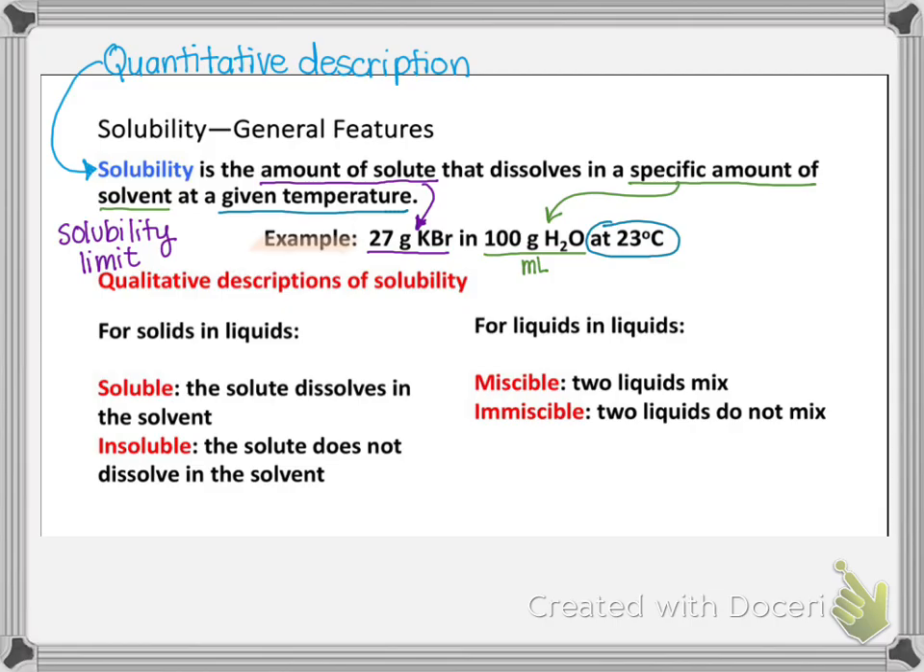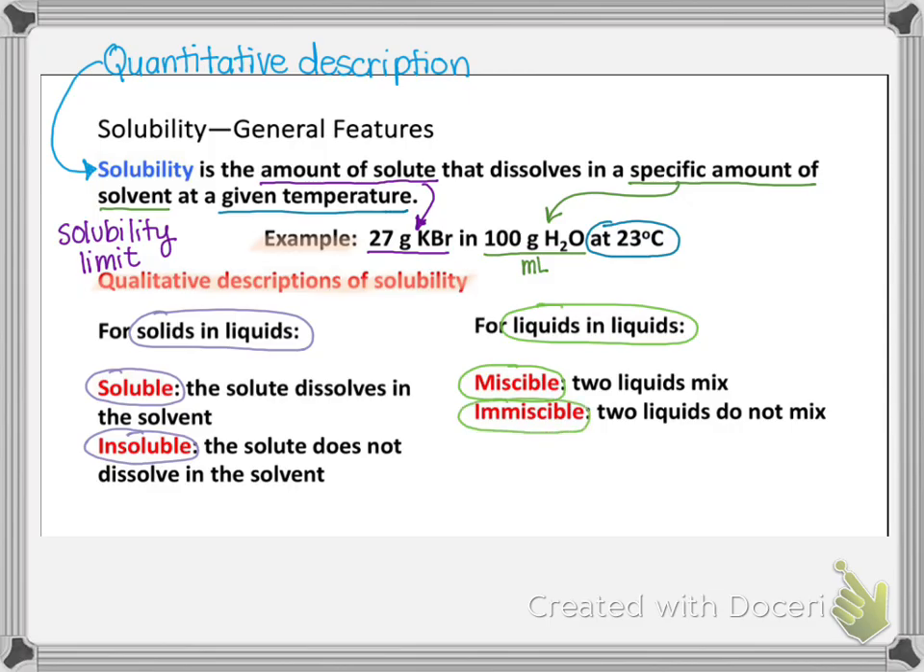Now, in lab, you're not really going to be measuring when you're talking about solubility. You're going to use qualitative descriptions. And we've already investigated these words just a little bit. So if we're looking at solids mixing with liquids, we use the two words soluble if the solid will dissolve and insoluble if it will not. And then if we're mixing liquids in liquids, we use slightly different language. If two liquids will mix, we use miscible. If two liquids will not mix, we use immiscible.